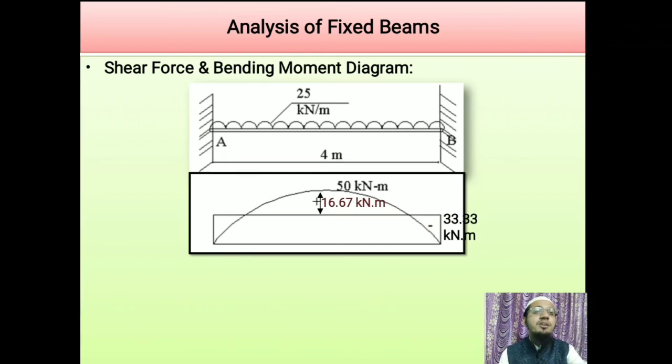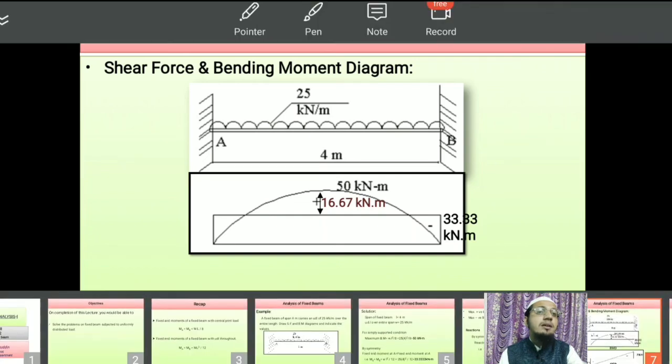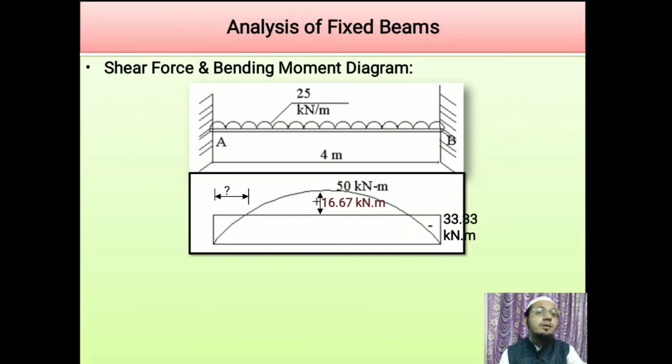These points are points of contraflexion. Now again, at the center we will get the maximum positive of 16.67, this much amount you can see in the diagram, and this is the maximum negative, that is 33.33 kilonewton meter. Now what about this distance? We can also find this distance. How to find this distance?